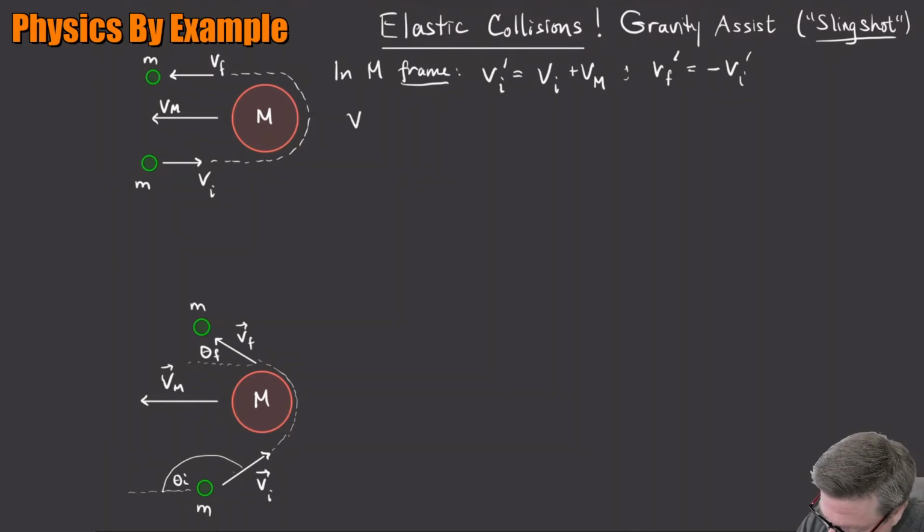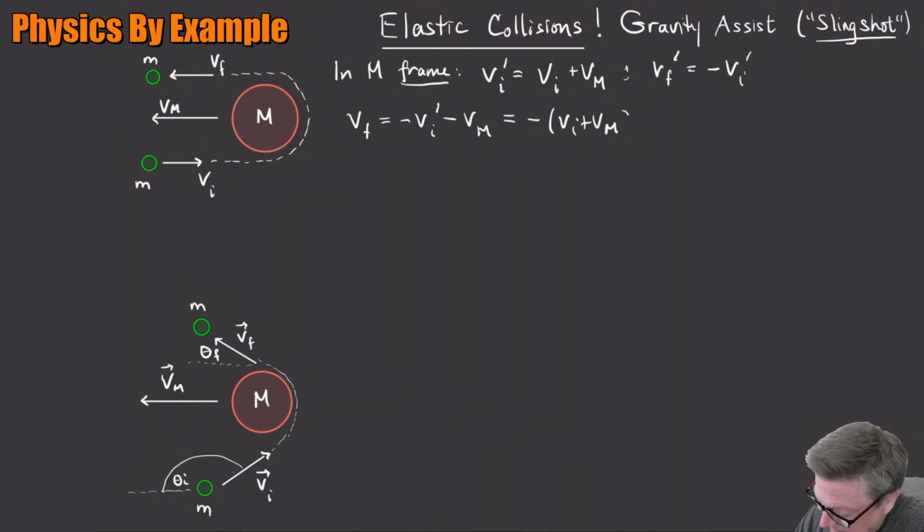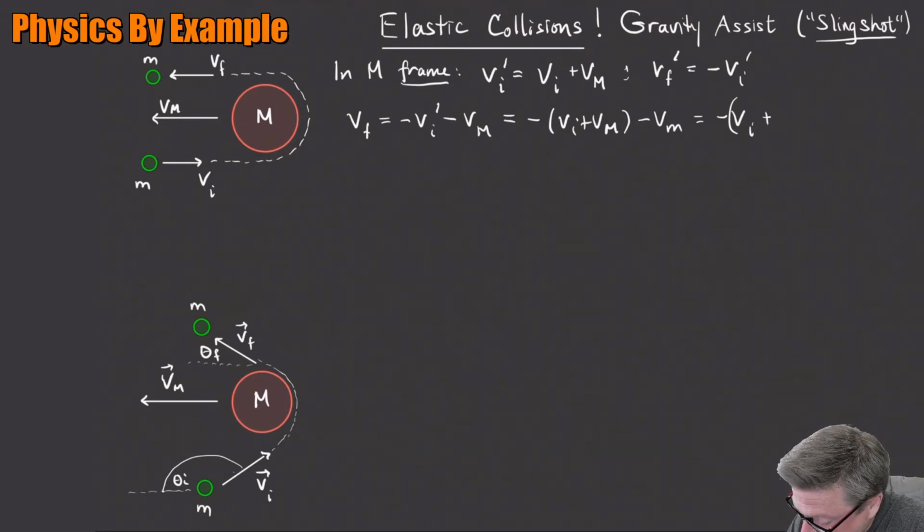So the final speed of the spacecraft in the unprimed, solar system frame is just going to be minus Vi prime minus Vm. I'm just going to subtract it to transform frames back out. I already know what Vi prime is, so let's plug that in. So this is going to be minus Vi plus Vm, and then minus Vm, so minus Vi minus Vm, so minus Vi plus 2 Vm, right? Factoring out the minus sign.